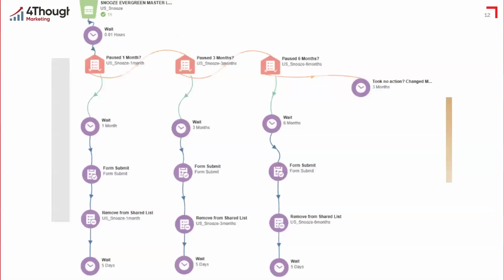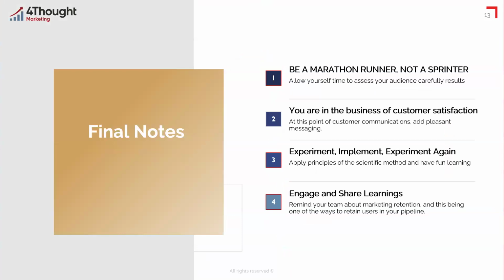In Eloqua, it can be built as a program or as a campaign. You can see the different periods here, 1, 3, or 6 months, as this client had chosen. They also manage a form submit for the previous page you saw, and then removing them from that snooze shared list is how they do it here, but you're always welcome to use other options. From here, the shared list was most convenient.